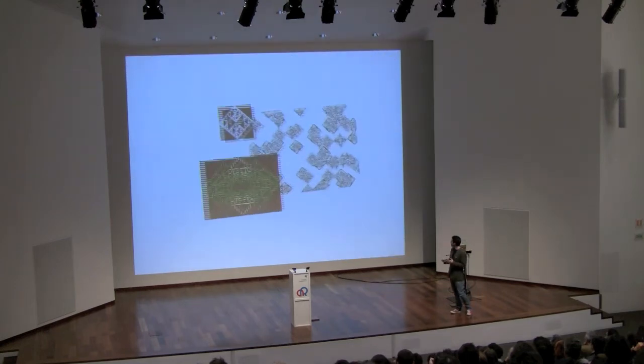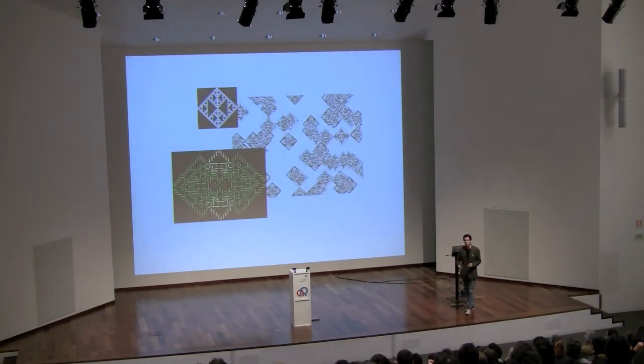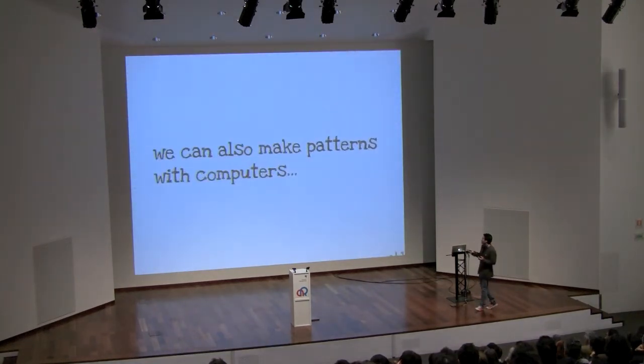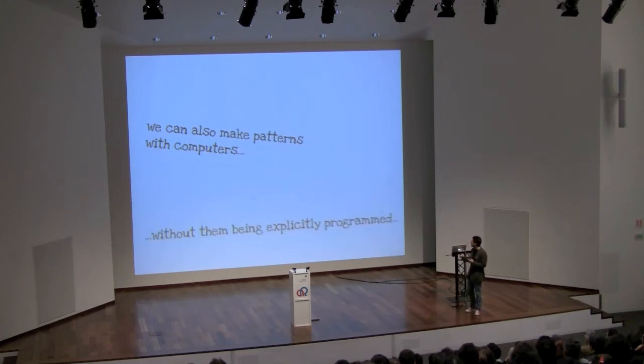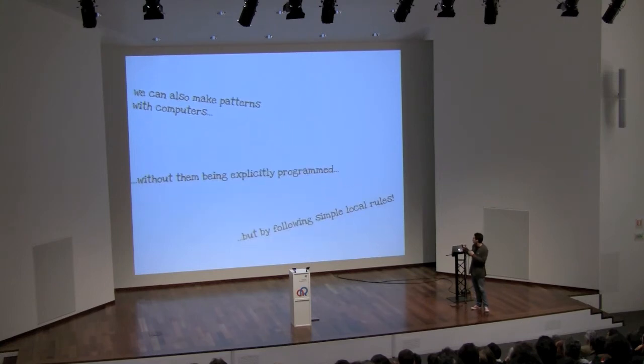And we can also build patterns in computers. And what you have here, you see some patterns that were made in computers, and some of them even resemble the water crystals that I've shown you before. Now, there's no big deal about these patterns. We can make patterns in computers, but someone could have drawn the patterns. But what's amazing about these patterns that I've just shown you is that no one explicitly programmed them. These pictures that I've just shown you, they all emerge from these simple local rules.